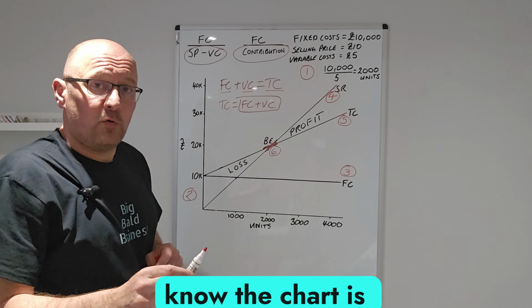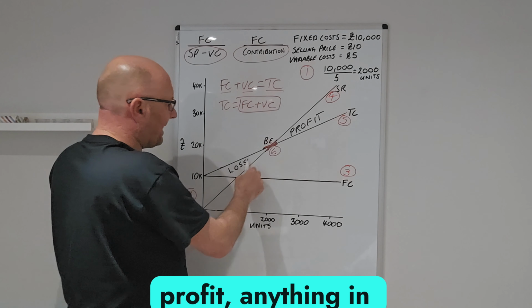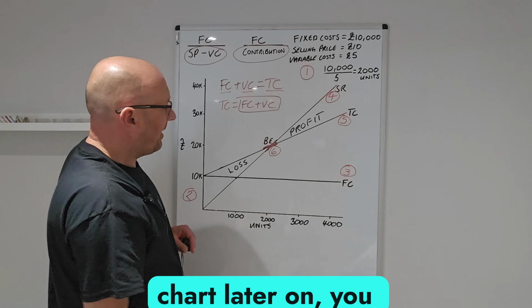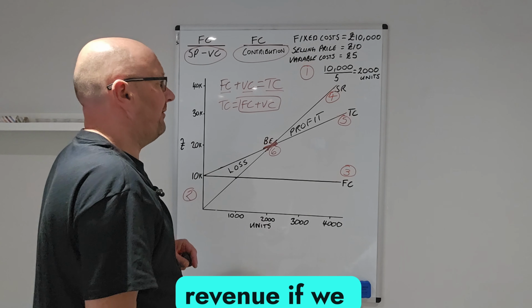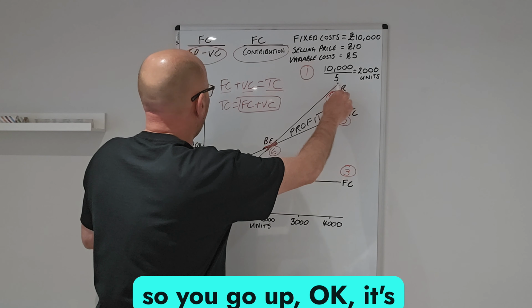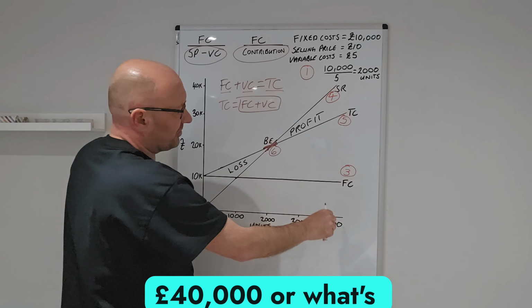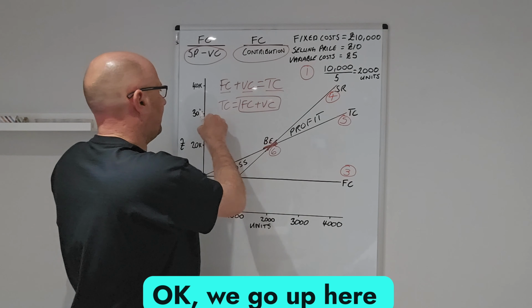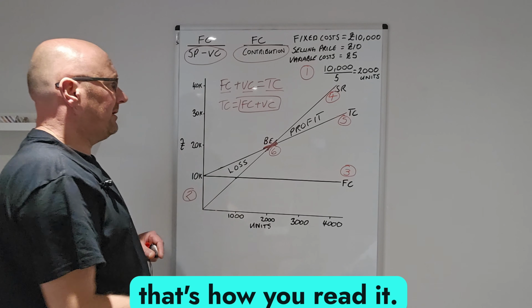The other thing we need to put in, we can just put profit in here. Anything in here is profit. Anything in here is loss. So if you want to read this chart later on, you might think, okay, what's our sales revenue if we produce 4,000 units? So you go up, okay, it's £40,000. Or what's our total cost if we produce 4,000 units? We go up here, £30,000. So that's how you read it.